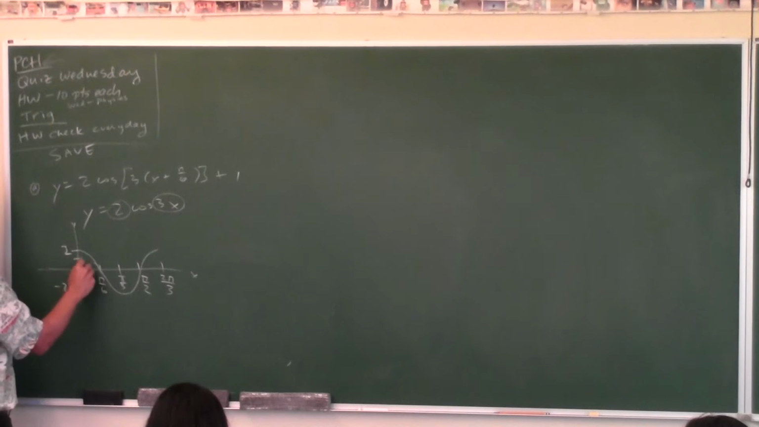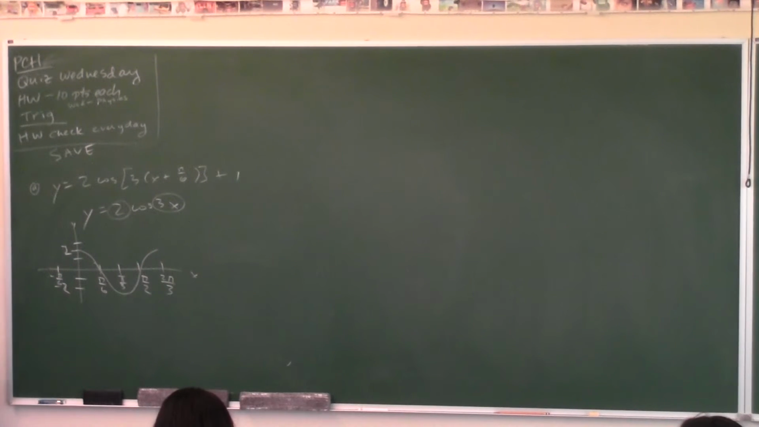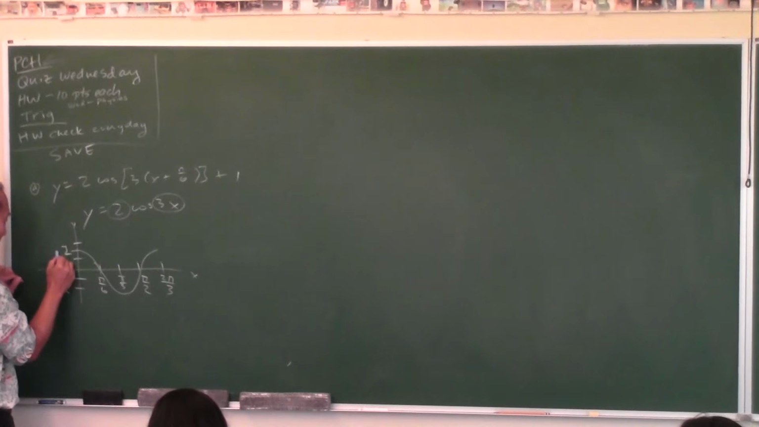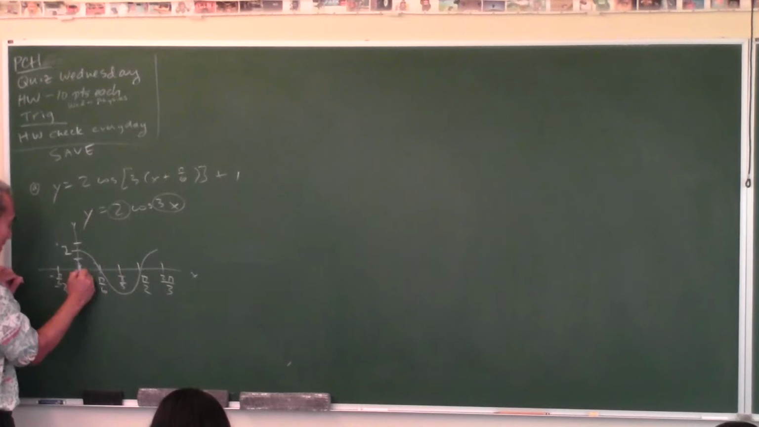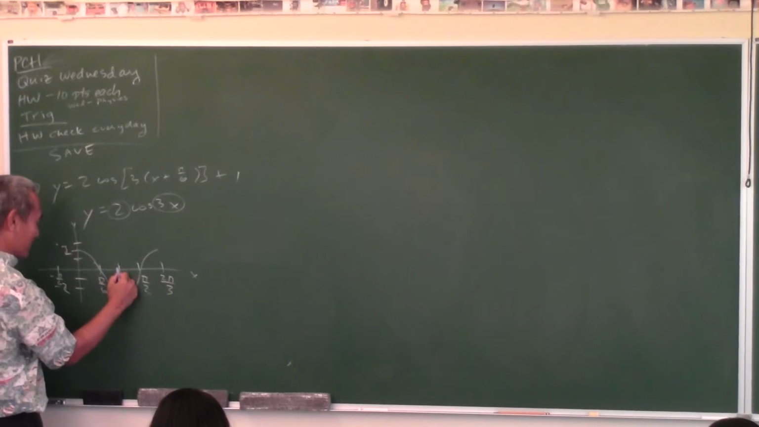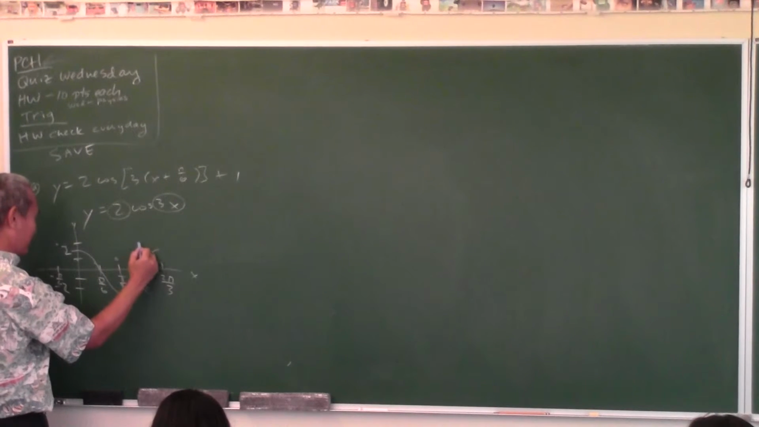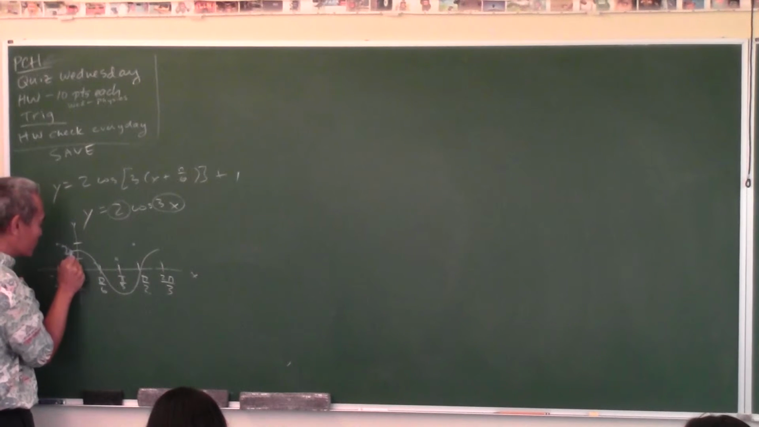So how should we do this? Okay, so every point shifted pi over 6 to the left and 1 up. So here's this point. Pi over 6 to the left, 1 up. This point. Pi over 6 to the left, 1 up. This point, and this point, and this one, same thing. Pi over 6 to the left, 1 up. And then connect the dots.